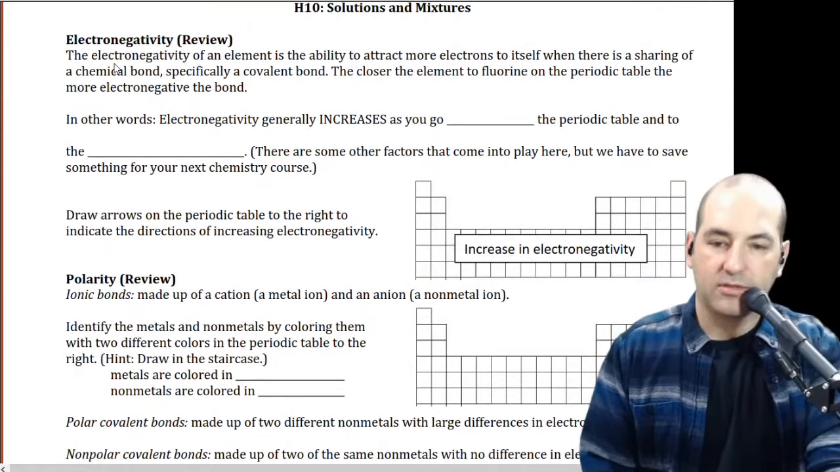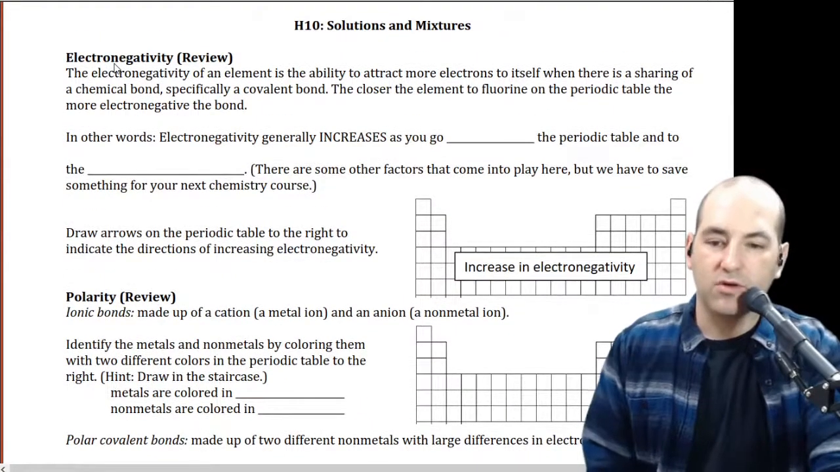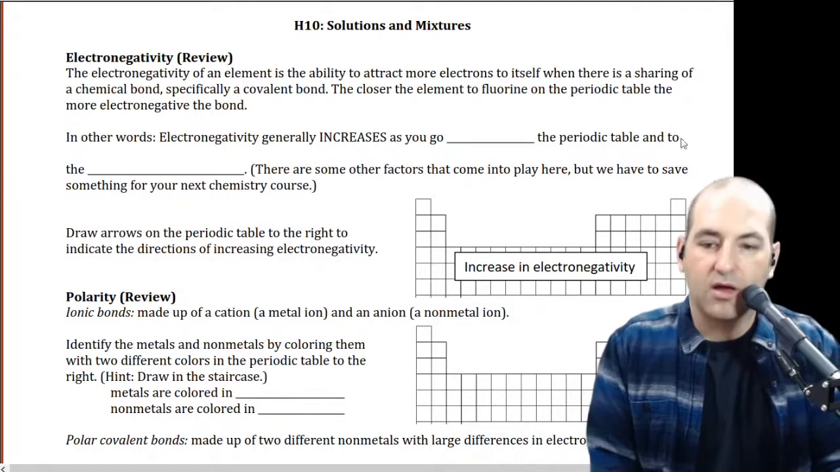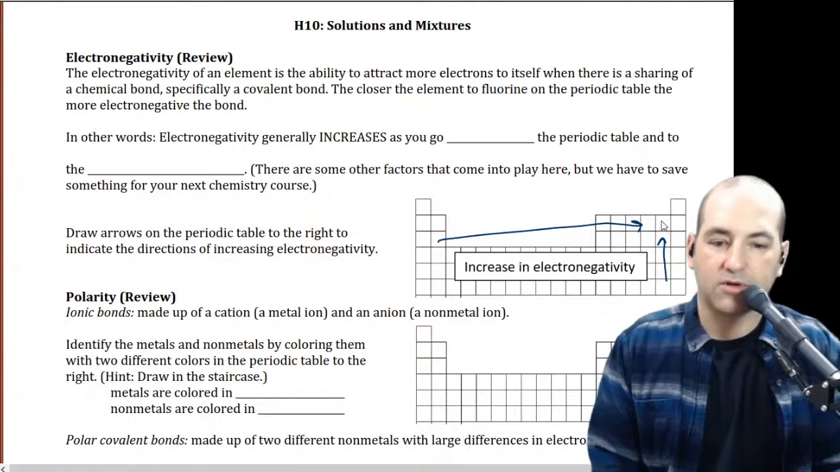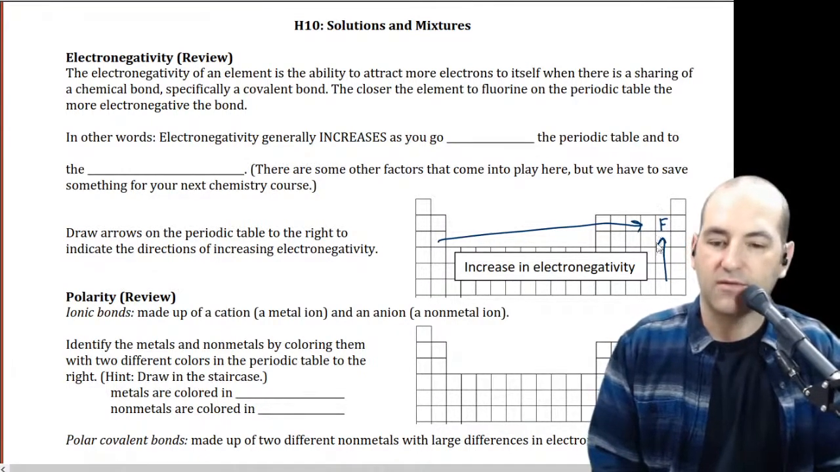All right, let's talk about solutions and mixtures. So quick review of what we've been just talking about. Electronegativity increases, right, as you go to the right and as you go up, so as you're going up toward fluorine, which is the most electronegative element.